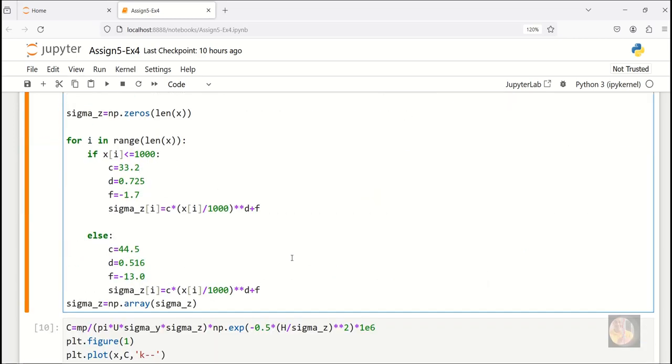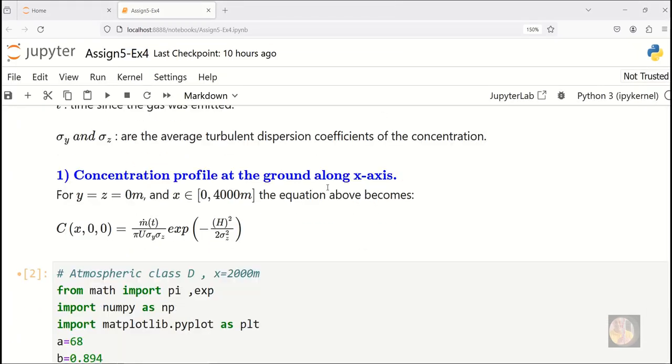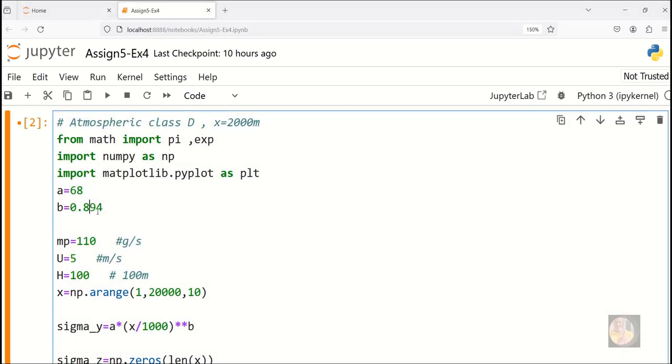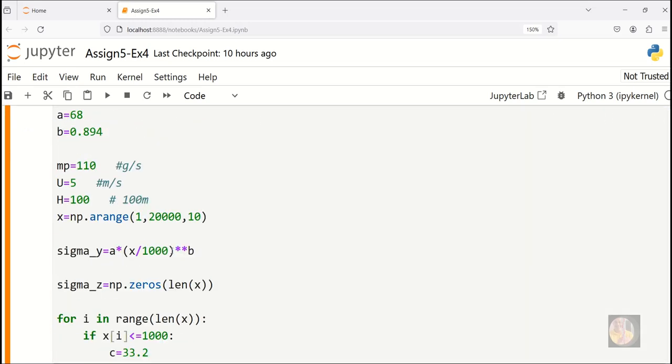So for that, I created a loop. I'm starting from 1 meter, x, I calculate sigma Z. Of course here I'm dividing by 1000 because it should be in kilometers. So else, if x is bigger than 1 kilometer, you should take these values. Yes. Let's continue. A and B here are used for sigma y. So for sigma y, I finished the job.